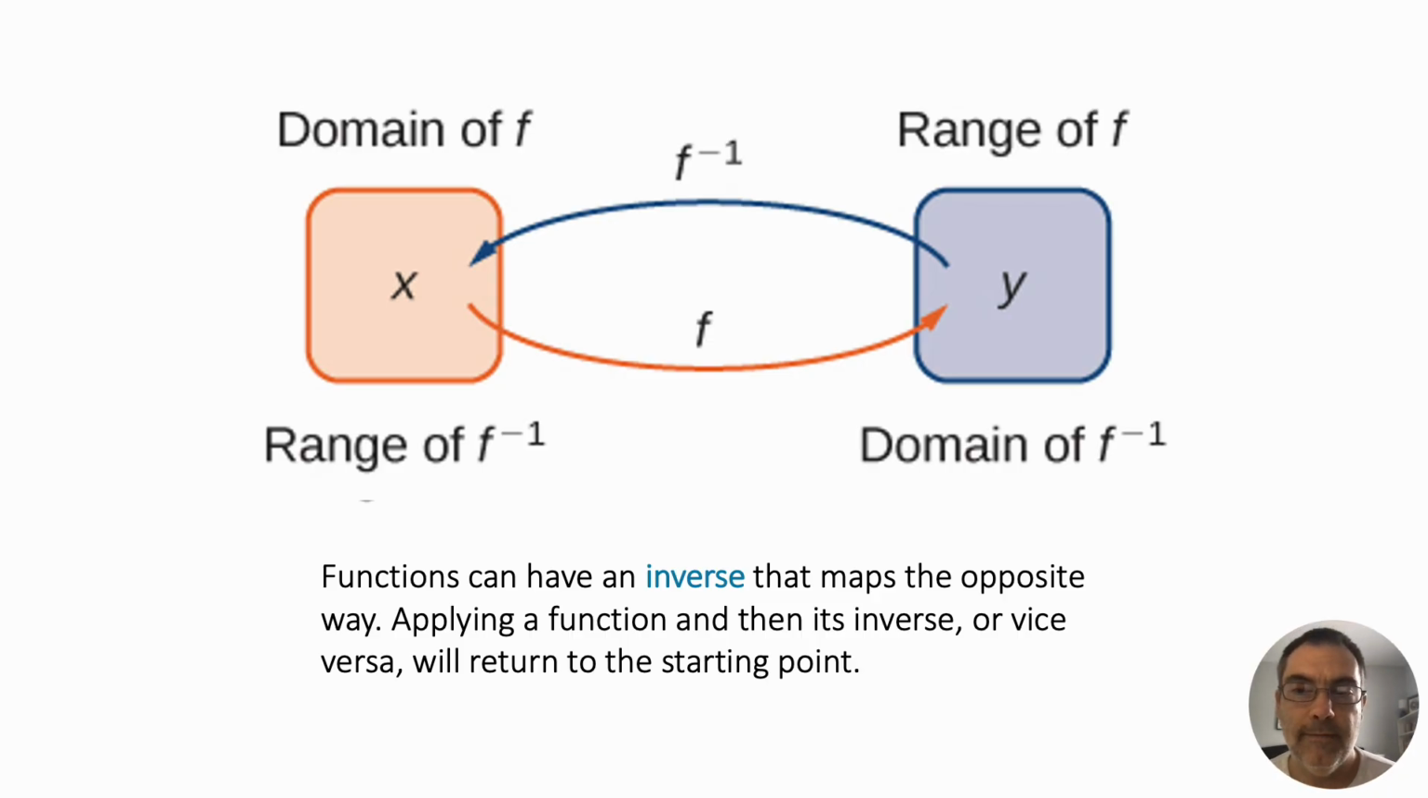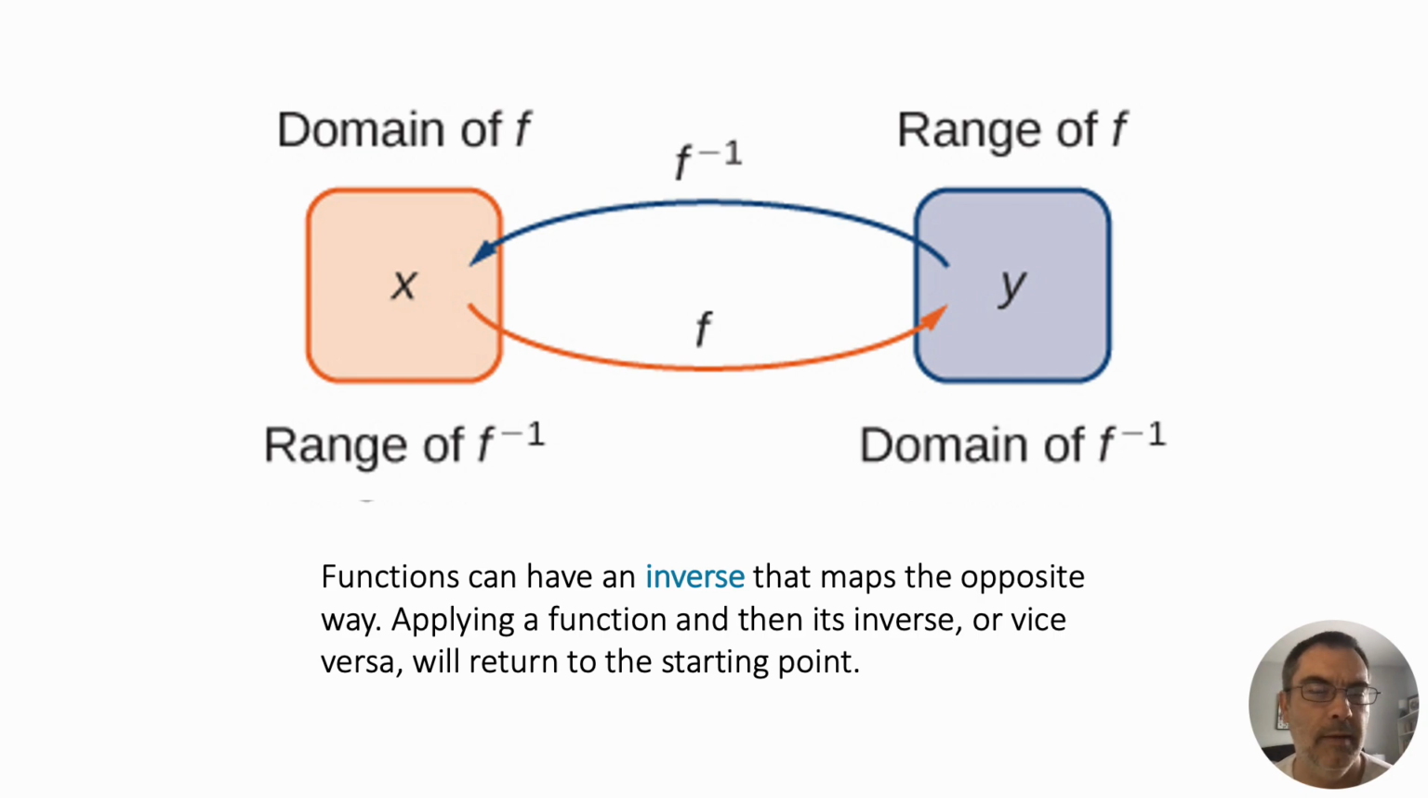Now, functions will have inverses. Not always, but many functions will have inverses that can take you backwards. So a function takes you from some values x over to some values y. The inverse of that function would take you from whatever the y value is back to the original x. So it's just the reverse mapping, going backwards from the range to the domain.